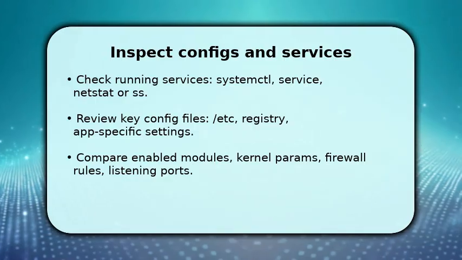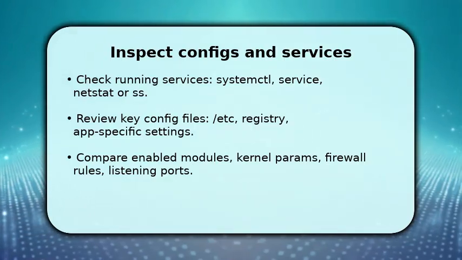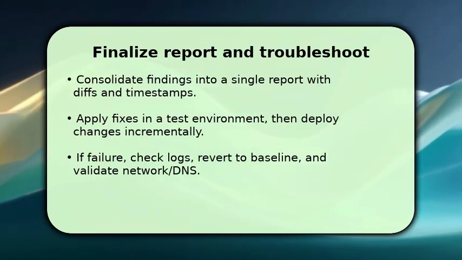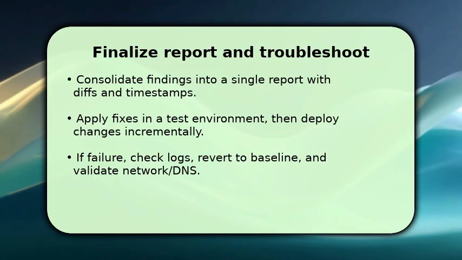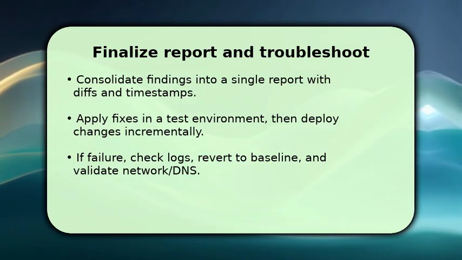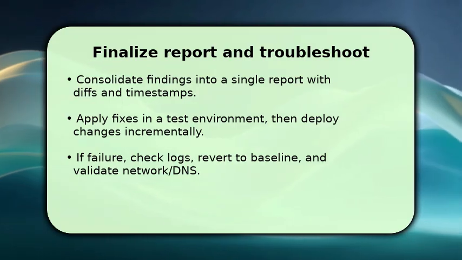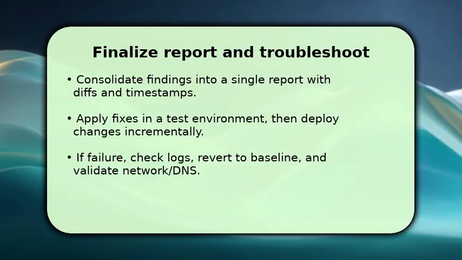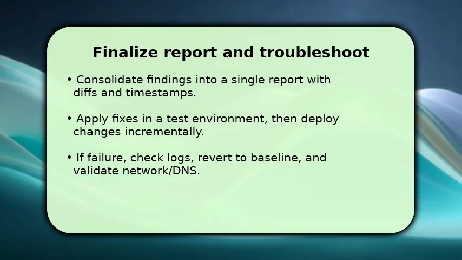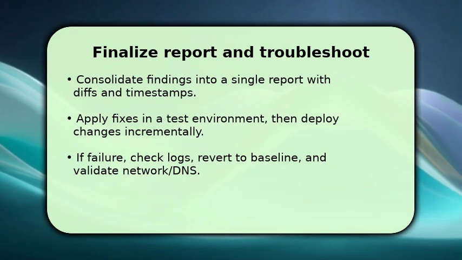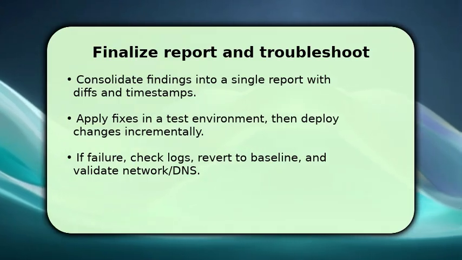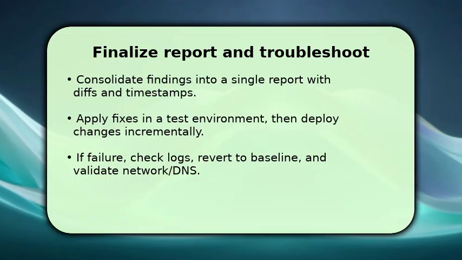You wrap up by compiling a clear report. Include command outputs, diffs, and timestamps so anyone can reproduce the state. Test any fixes in a staging environment first, then apply changes incrementally in production while monitoring. If something breaks, immediately consult logs, syslog, journalctl, application logs, revert to the saved baseline, and verify network and DNS resolution. One key troubleshooting tip: recreate the issue with minimal changes and use binary search on config edits to isolate the root cause quickly.